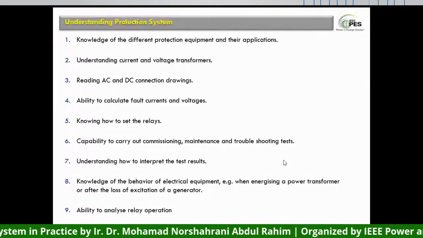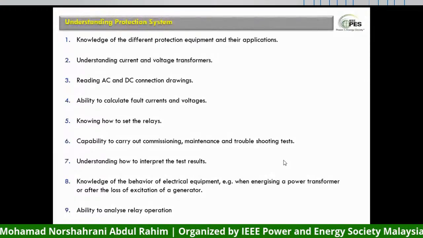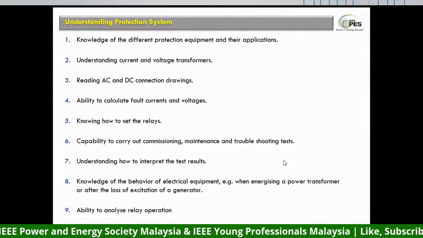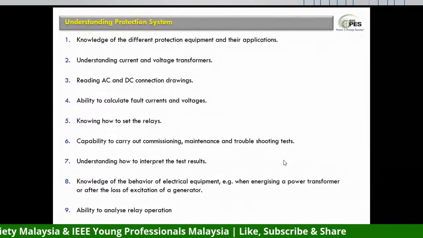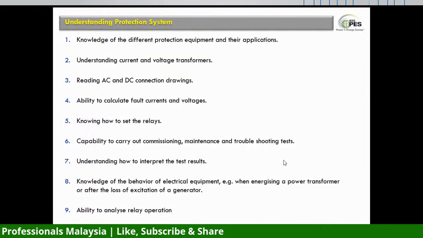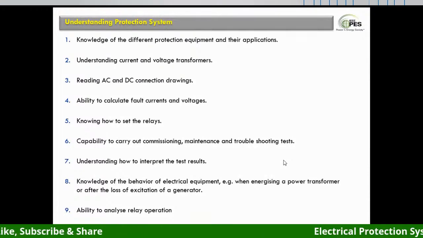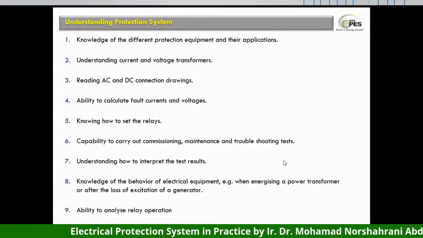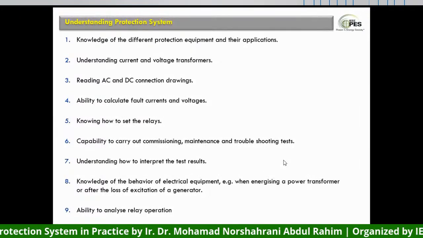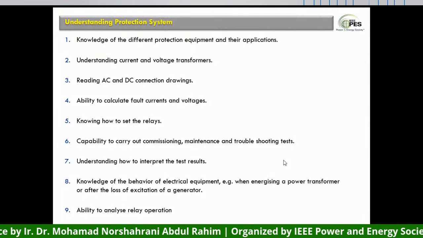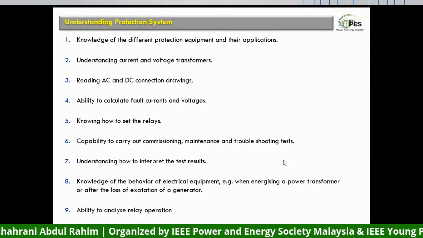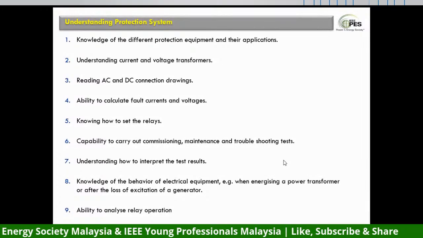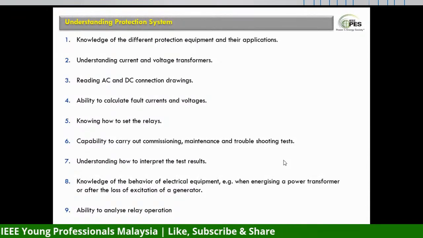We need to know how to set the relay setting, even starting from the basic one, ELR, earth leakage relay, until overcurrent fault relays. And number six, after we know how to set the relays, we need to understand how to commission and witness during the testing and setting or calibration. And number seven, we need to understand how to interpret the test result, either from the table or also from the TCC, time characteristic curve, which will present us the coordination of the relays.